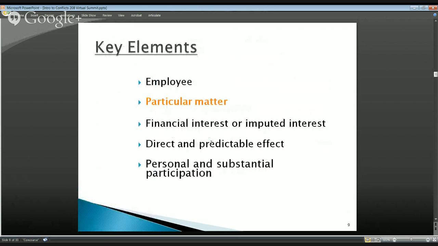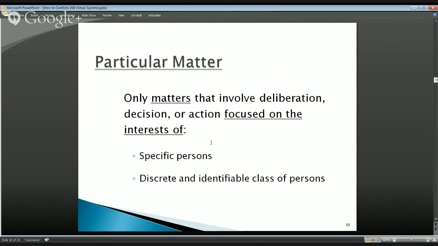Yes, the hard part. So here we're talking about particular matters, and if there was an element of 18 U.S.C. Section 208 that OGE spent more time on than any of the other elements when we're contemplating advice for agencies or published advice or training or tools, we spend time thinking about particular matters. Right, and there's a couple of different kinds that we're going to break out here, but in its statement of what particular matter means, we're only talking about matters that involve deliberation, decision, or action focused on the interests of 2 different kinds of things. Right. We're talking about specific persons, and we're talking about a discrete and identifiable class of persons or entities.